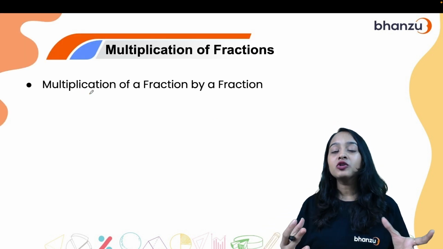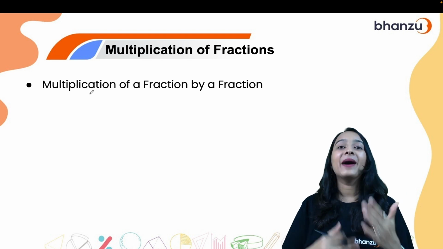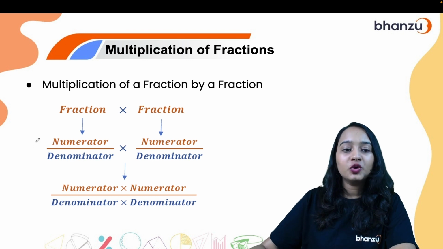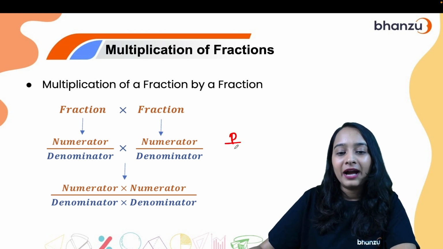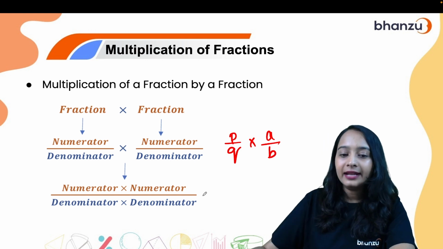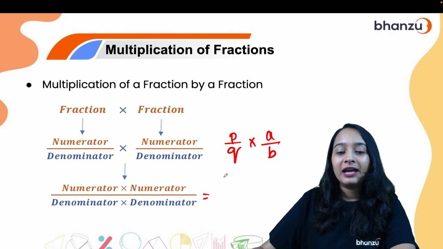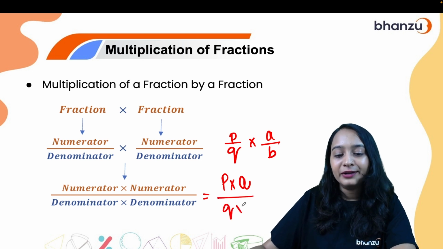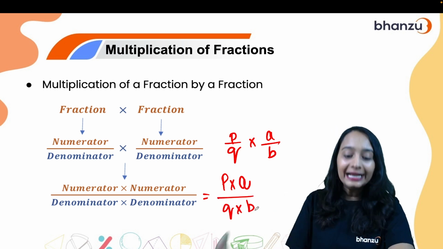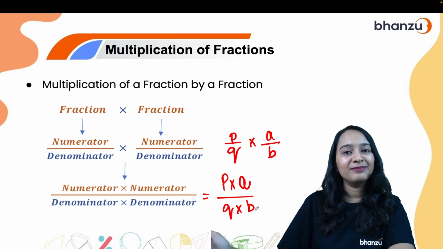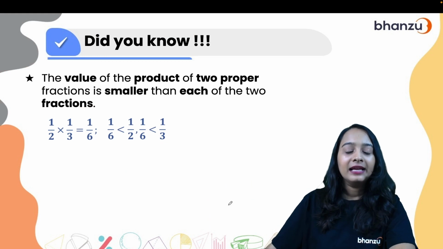Now let's see how to multiply a fraction by another fraction. Whenever you're taking two fractions, they are of the form p by q multiplied with a by b, two different fractions. So what do we do? Multiply the numerator with the numerator and denominator with the denominator. Later check if you have to cancel out any part here, and then you can simplify and write it further.